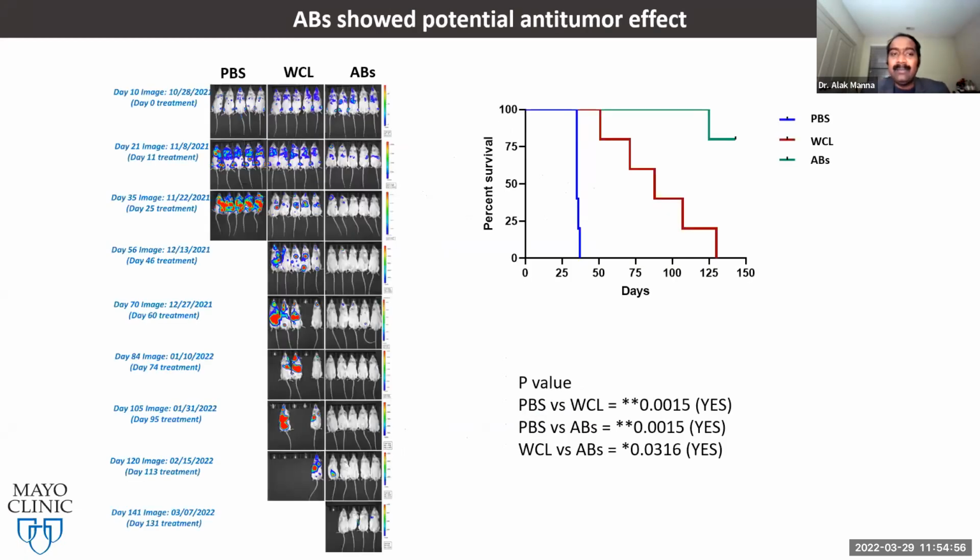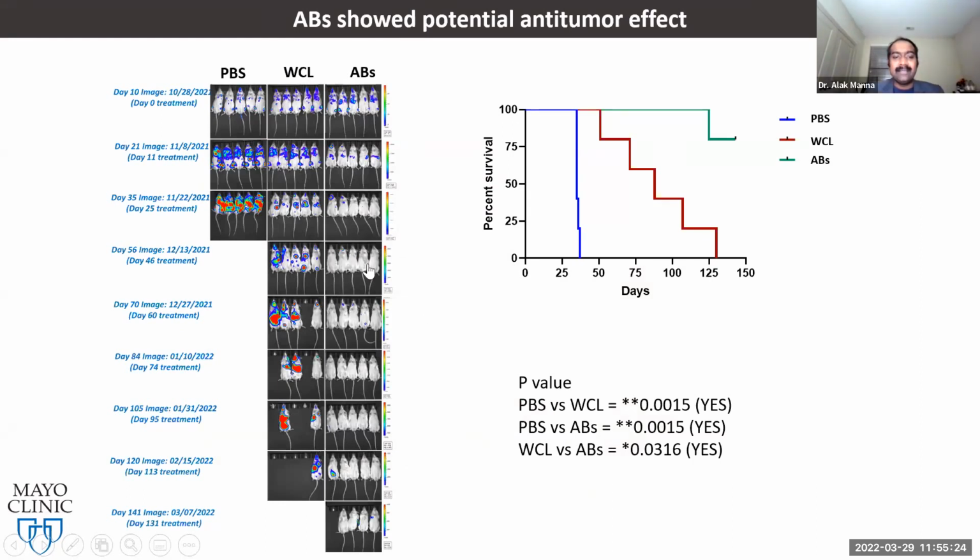Then we did an animal study, where this is the PBS control group. As you can see, those mice died on day 35, and this is the last image that we got. Then we have a whole tumor cell lysate group, WCL, basically a whole cell lysate. Those also have a little background effect.